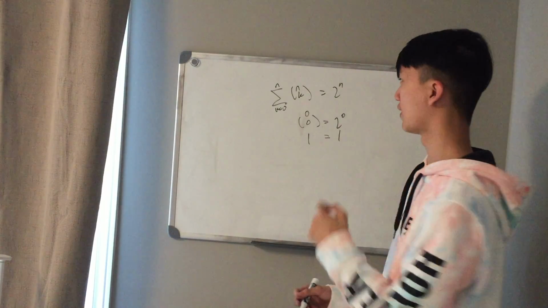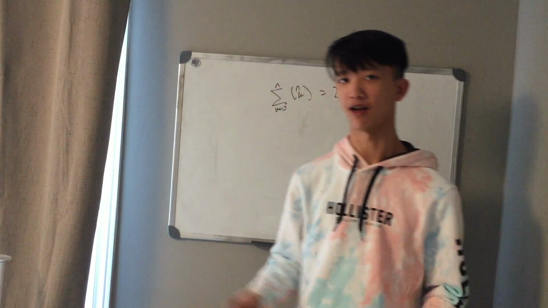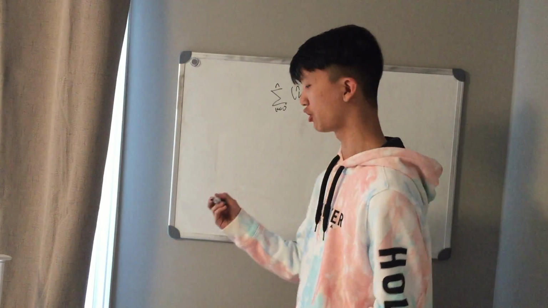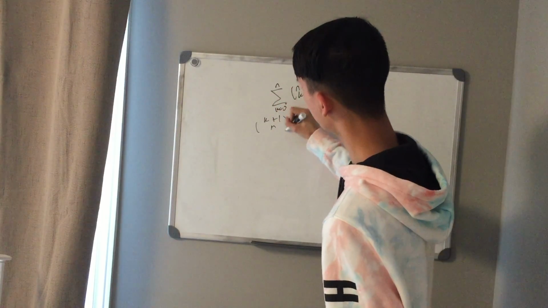Now this is true if n is equal to 0. Next, we need to use something called Pascal's identity. Now I need to show you that k plus 1 choose n.